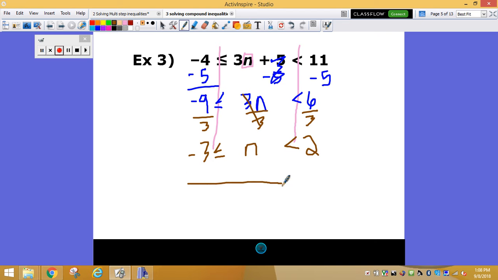So graphing it, you look at your two numbers. Negative 3 is smaller, so it's going to go first, and then 2. Your negative 3 has the line under it, so we're going to shade that one in. See, it has that line. 2 does not, so it's going to be an open circle. And if your letter is in the middle, then we shade in the middle.